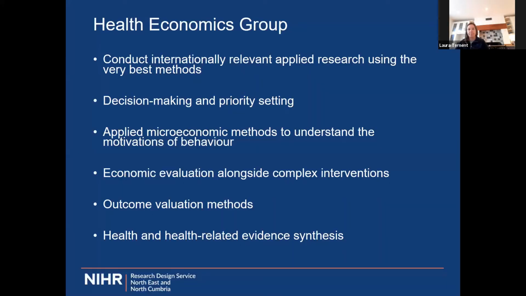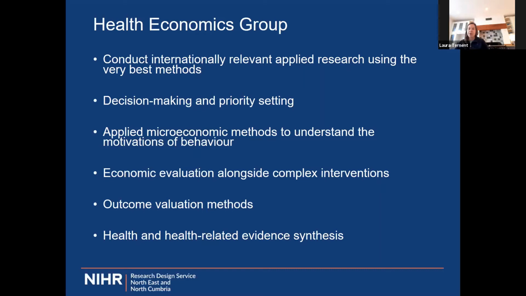Next slide, please. So in terms of the Health Economics Group, our aim is to conduct internationally relevant applied research using the very best and very latest methods, and we're often at the forefront of those methods developments. We organise our work into 4 or 5 main areas, and that includes things like decision making and priority setting, whether that be at a local or national level. So it might include techniques such as cost effectiveness analysis or economic evaluation more broadly, programme budgeting, marginal analysis techniques, discrete choice experiments, and so on.